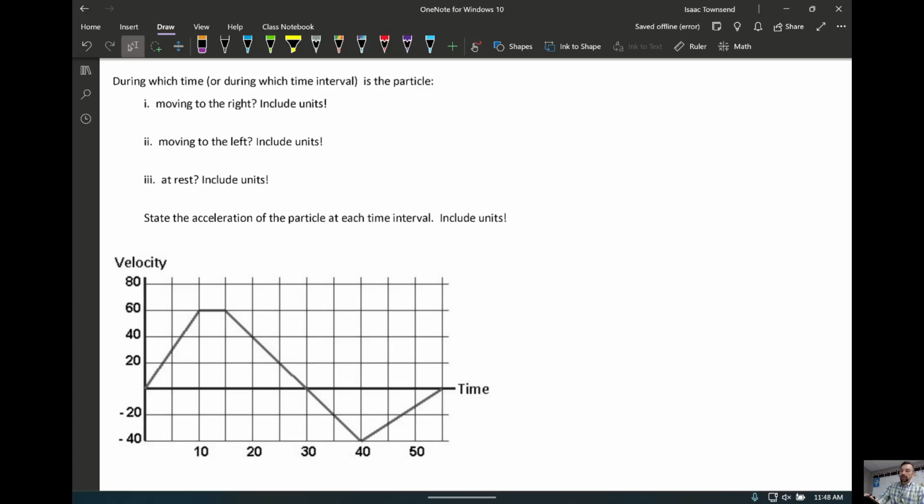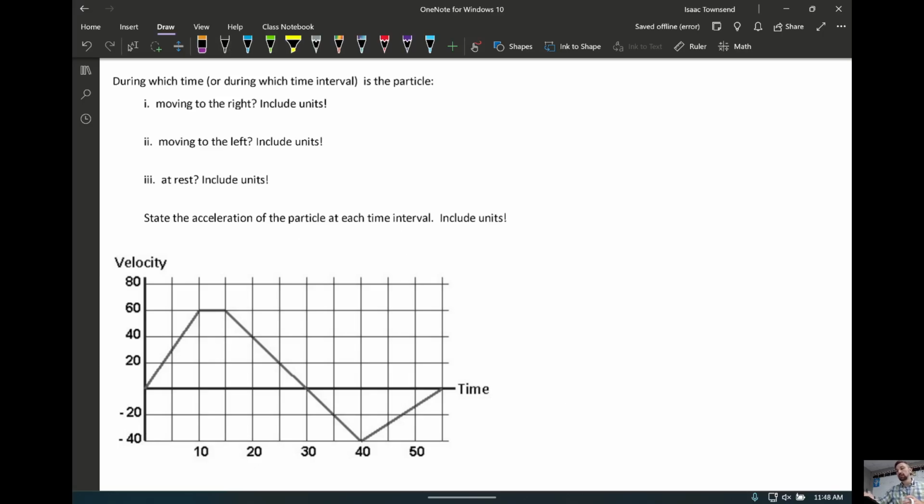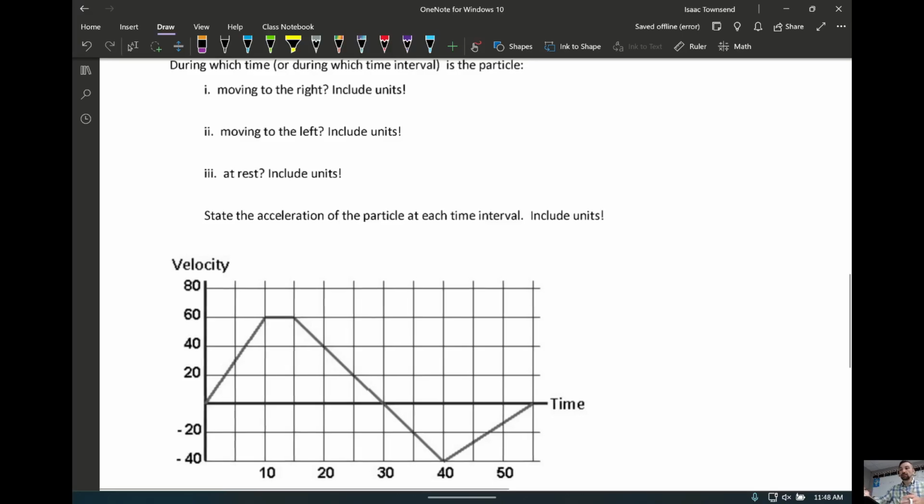Okay, so I've got a velocity graph down here, and this is very common for your AP exam. In fact, one of your 6 FRQs that you will get on your AP exam is probably going to be either a first derivative graph or a velocity graph like this. I would like to know when this thing is moving to the right. So it's going to be moving to the right when the velocity is what? Positive. Not increasing, but positive.